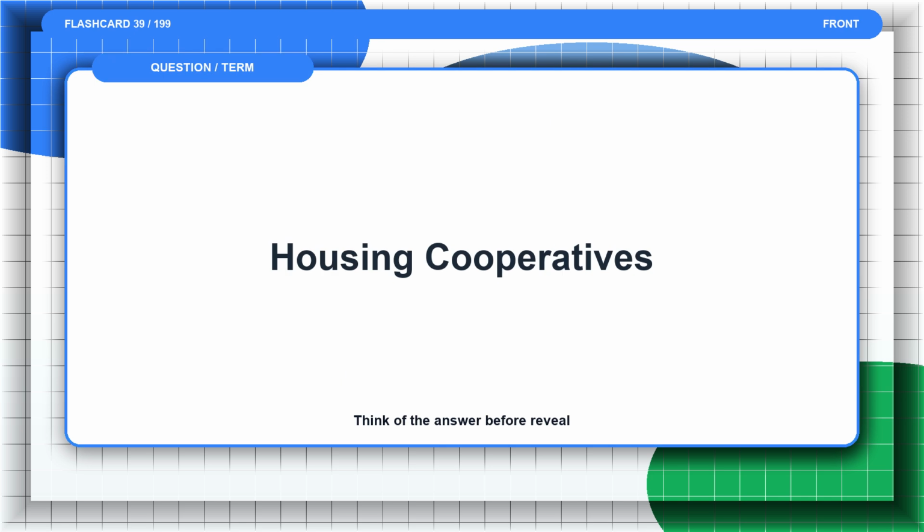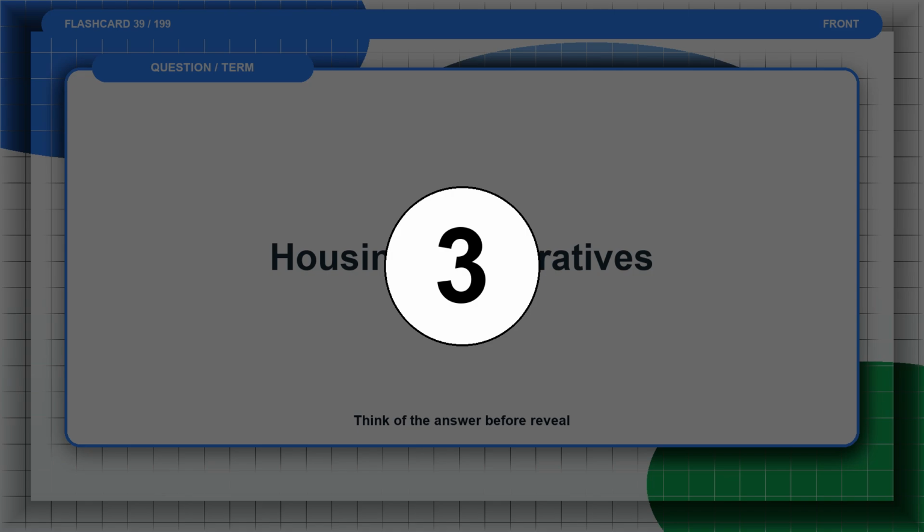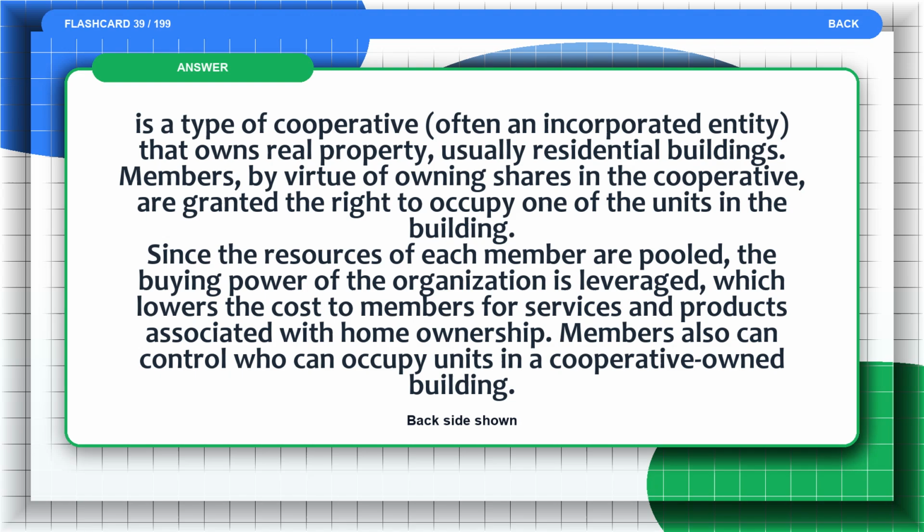Flashcard 39. Housing cooperatives. Pause and think of the answer before the reveal. The answer is a type of cooperative, often an incorporated entity that owns real property, usually residential buildings. Members, by virtue of owning shares in the cooperative, are granted the right to occupy one of the units in the building. Since the resources of each member are pooled, the buying power of the organization is leveraged, which lowers the cost to members for services and products associated with home ownership. Members also can control who can occupy units in a cooperative-owned building.